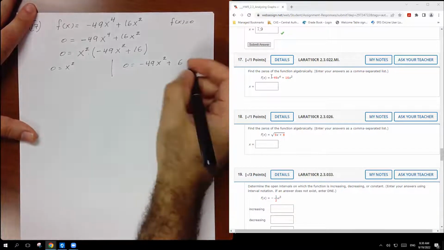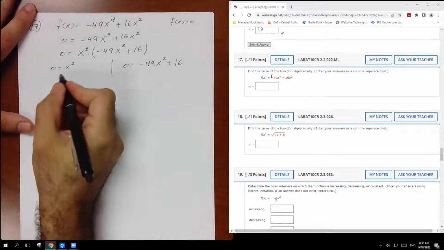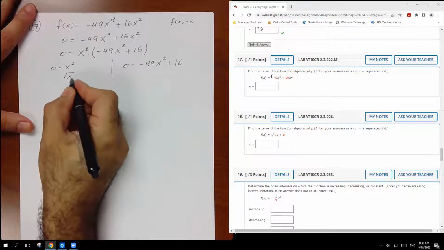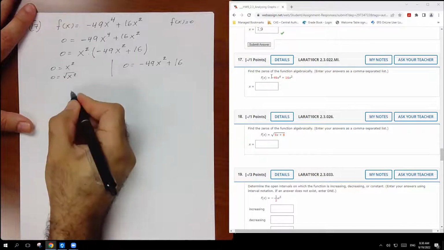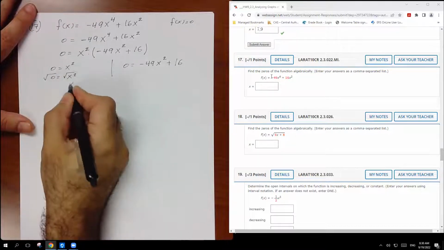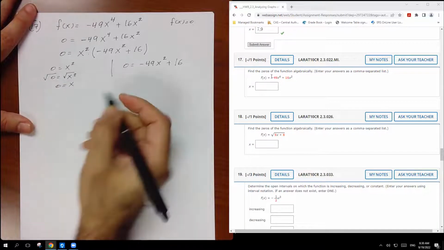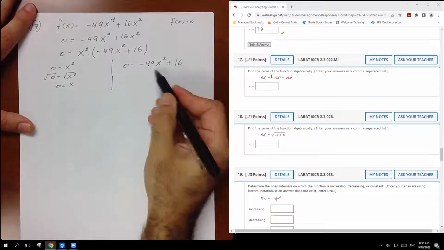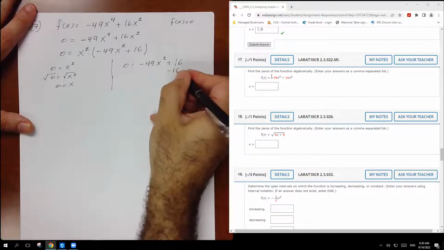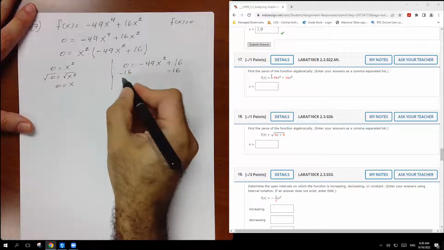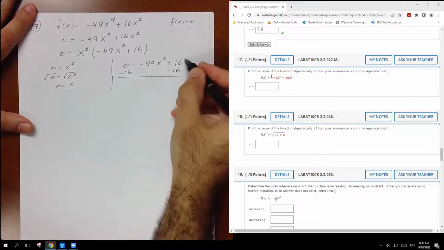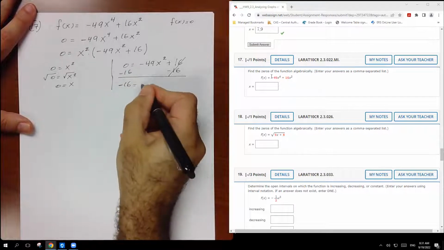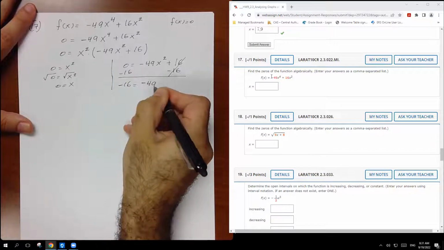Now, next step, what we have to do: x squared equals 0. I'm going to take the square root of both sides. Square root here, that means x is going to be equal to 0. This is the first zero. On the other side, we have to solve this one. So I'm going to subtract 16 from both sides. This is canceled. So negative 16 is going to be equal to negative 49x squared.